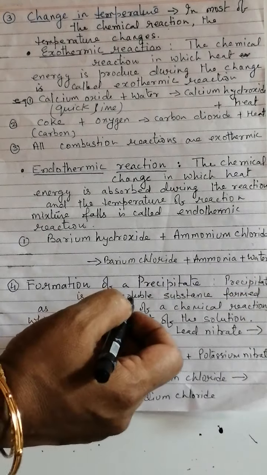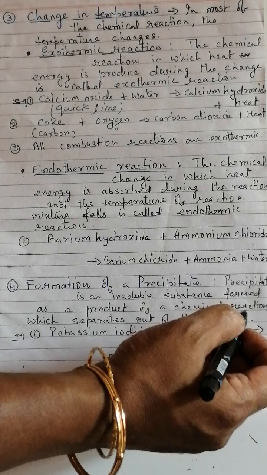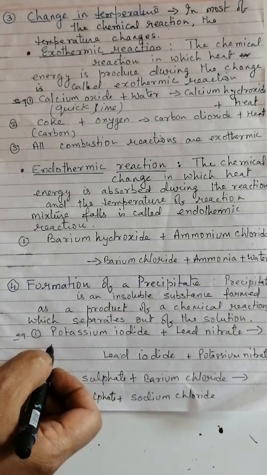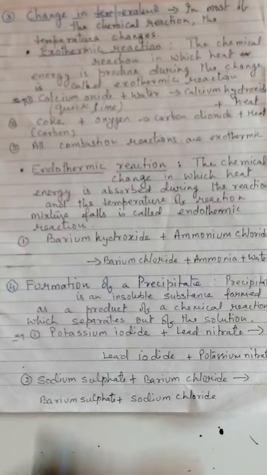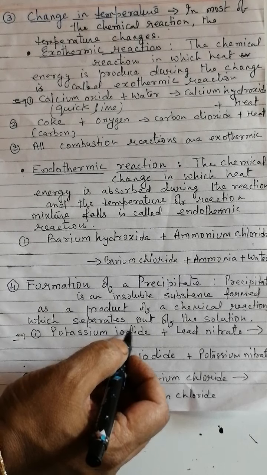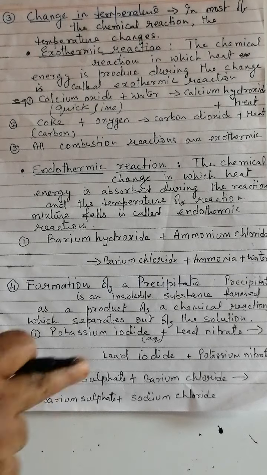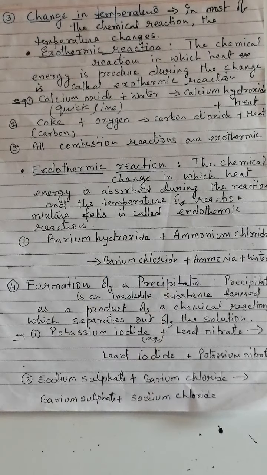A precipitate is an insoluble substance formed as a product of a chemical reaction, which separates out of the solution, and hence we can call this a precipitation reaction as well. Or we can say it is a characteristic of a chemical reaction where a precipitate forms. For example, when you take potassium iodide solution, aqueous, to make it more understandable, you can write aqueous, solid, liquid, whatever be the physical state of the chemical reactant and product.